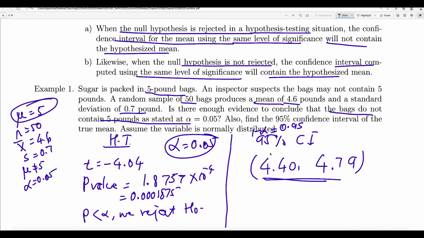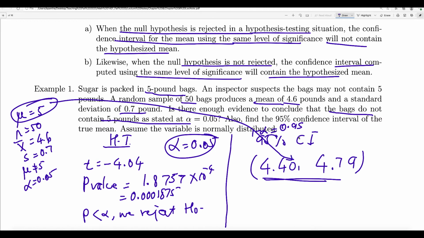Okay. So how do I use the confidence interval for the hypothesis test? If you want to use the confidence interval for hypothesis testing, you find the confidence interval and then see if the number in the null hypothesis falls in that interval or not. If the number in the null hypothesis falls in this interval, then we do not reject the null hypothesis. If this number does not fall in here, then we reject the null hypothesis. That's what we do.